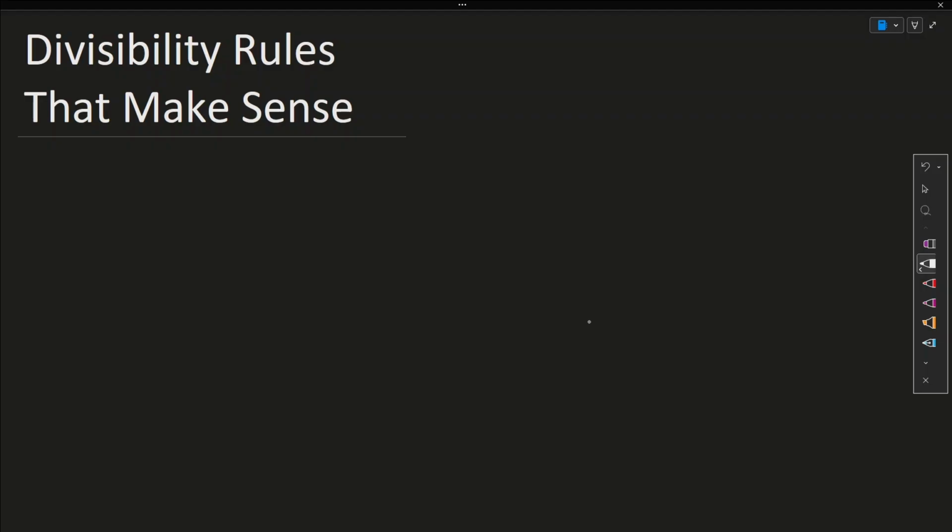As always, do not worry about memorizing everything right away. The goal is not speed. The goal is to understand patterns and make sense of them. Once the patterns make sense, the rules become much easier to remember. Let's begin with the most common divisibility rules.